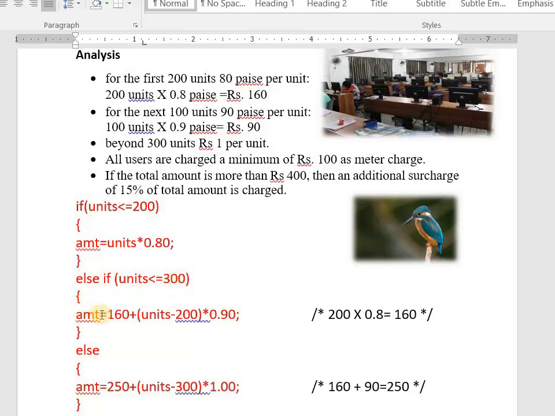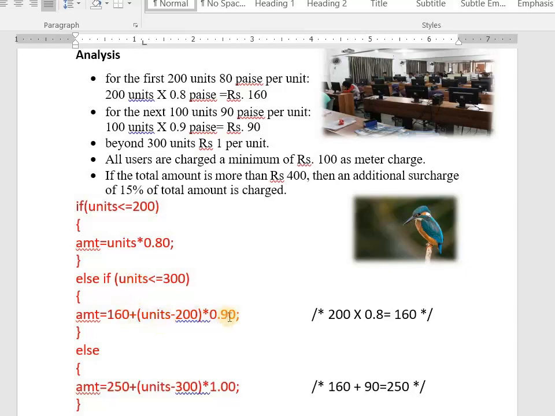How do you calculate? For the first 200 units 80 paise means 160 rupees. 200 into 80 paise, how much? 160 rupees. That's why if units is more than 200 and less than 300, 160 for the first 200 units. For the remaining, I entered number of units as 250. For the first 200, 160. For remaining 50, 250 minus 200, how much? 50.